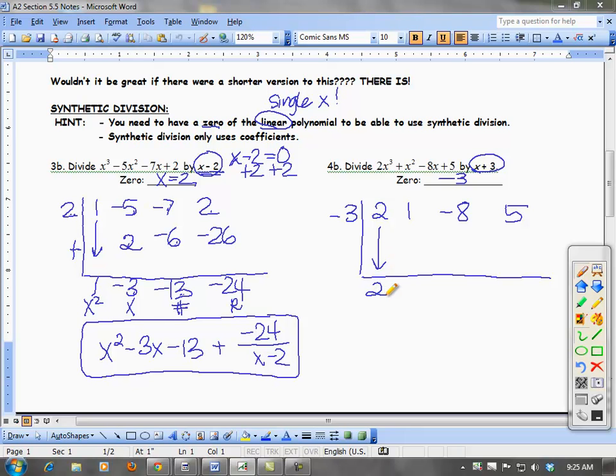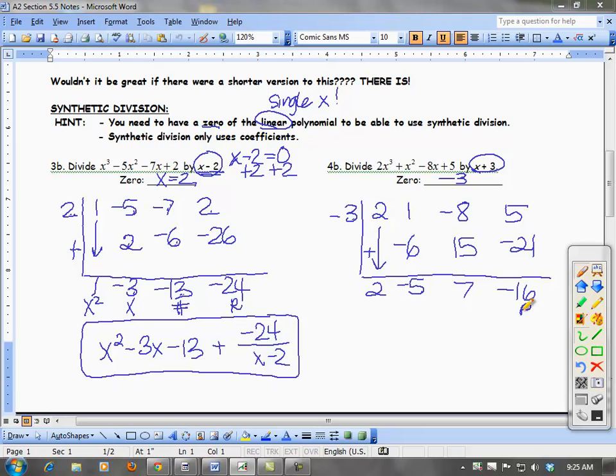You drop the 2. 2 times negative 3 is negative 6. When I add that to 1, I get negative 5. Do it again. Negative 5 times negative 3 is a positive 15. Negative 8 plus 15 is a positive 7. One last time. 7 times negative 3 is negative 21. 5 plus negative 21 is negative 16.